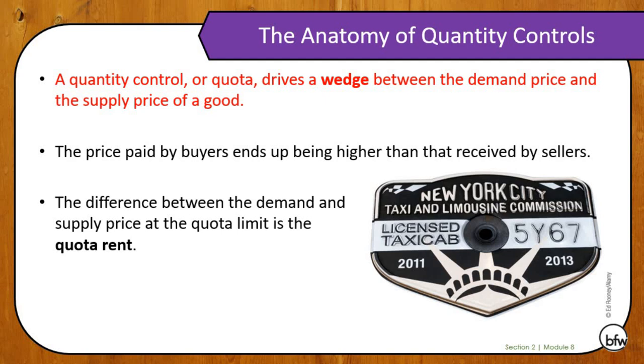And basically, quotas will cause inefficiencies as well, so we'll see in a second. Basically what it does is it drives a wedge between the demand price and the supply price of a good. The price paid by buyers ends up being higher than that received by sellers, because you have an inefficient allocation of resources, and you have some people that get in that pay a lot of money to do it, but there are not transactions that can happen.